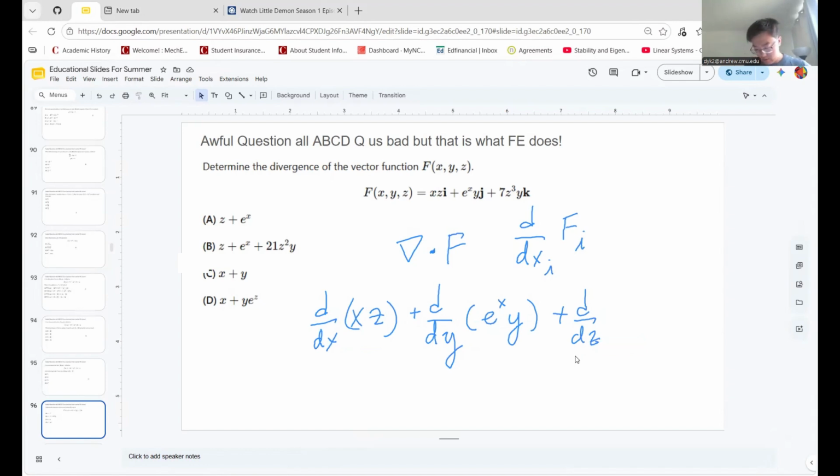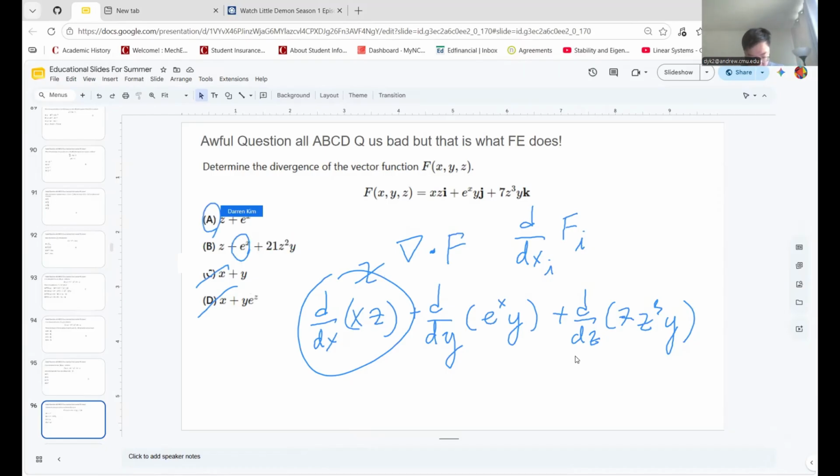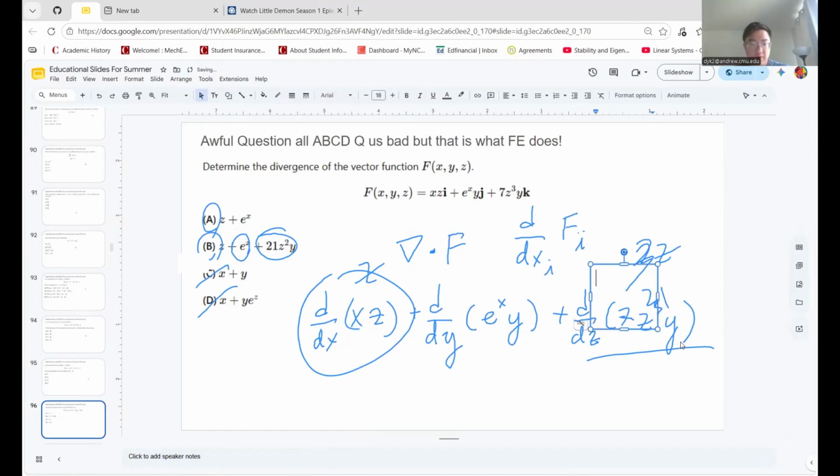Let me get my water. What was this called again? That'll be 7 z cubed y, parentheses. Yeah. So obviously these two are out because there's no z there, because this term will just turn to z. Everyone knows that. Over here we have e to the x, so that is A or B. Next, z, obviously 2z, and then 3z, so it's 21y, so it has to be B. So the answer is B.